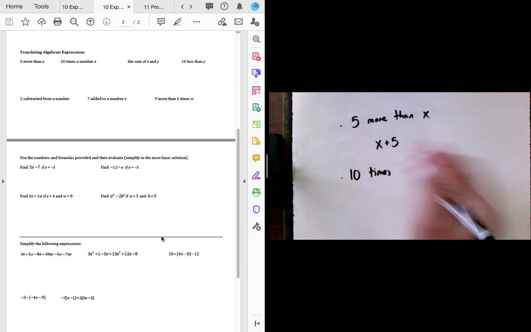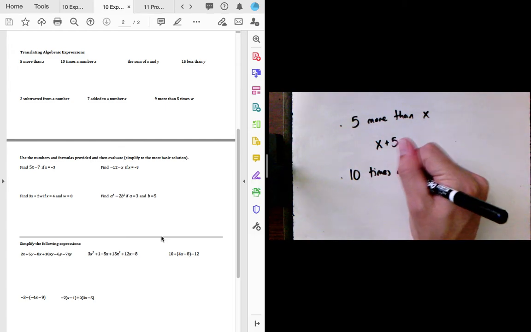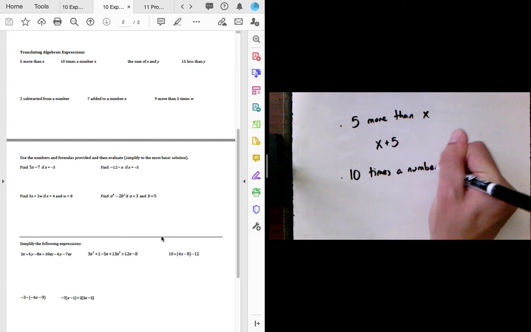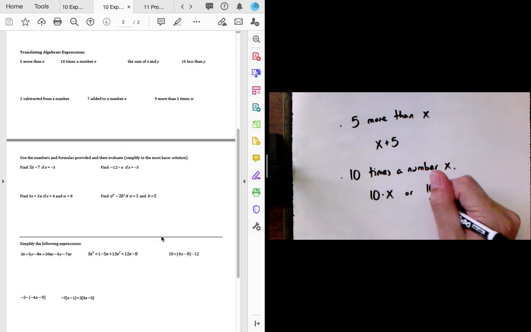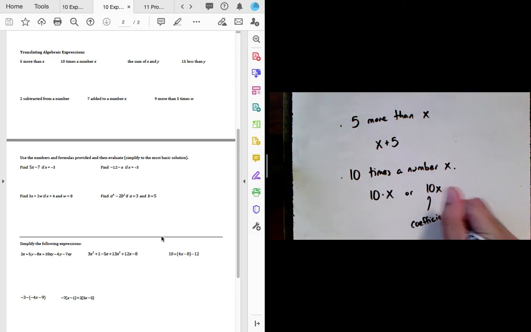10 times a number x. And so this one I'm going to write as 10 times, of course, means multiply. I'm just going to put the dot here for right now. So you could write it like this, 10 times x, or more formally 10x, like this. When we're looking at multiplication, we like to put the number out in front. That number has a name. It's called a coefficient. And then, of course, we know that the unknown piece we refer to as the variable.